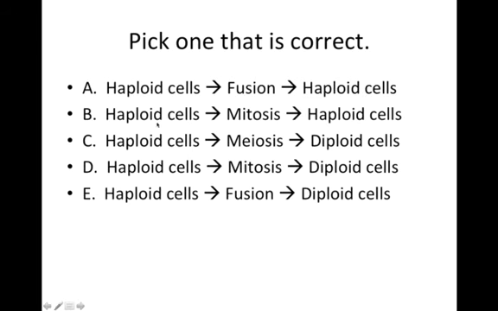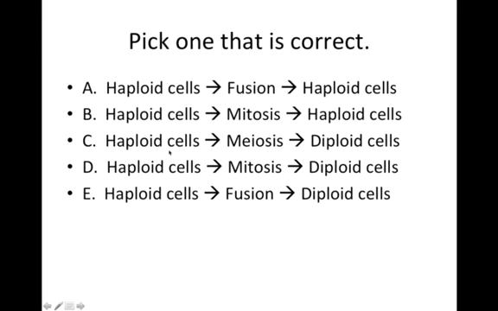What happens when haploid cells undergo mitosis? Do they give rise to haploid cells or to diploid cells? Well, we can cheat on this one by remembering that mitosis copies things. So if we start with a haploid cell and undergo mitosis, that's going to give us more haploid cells. So B is a good answer.